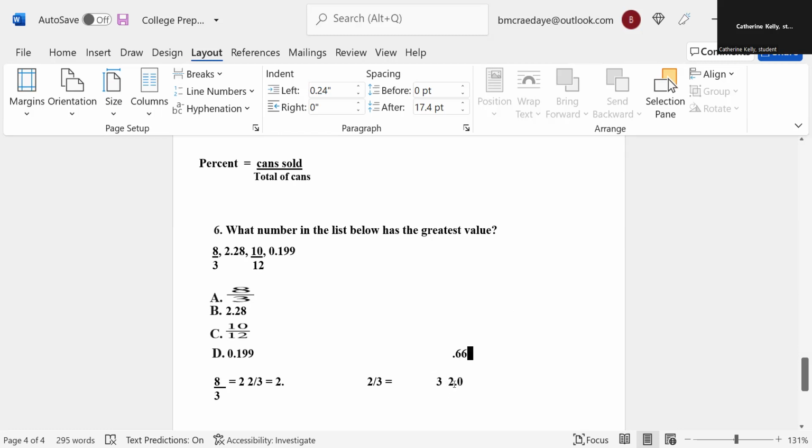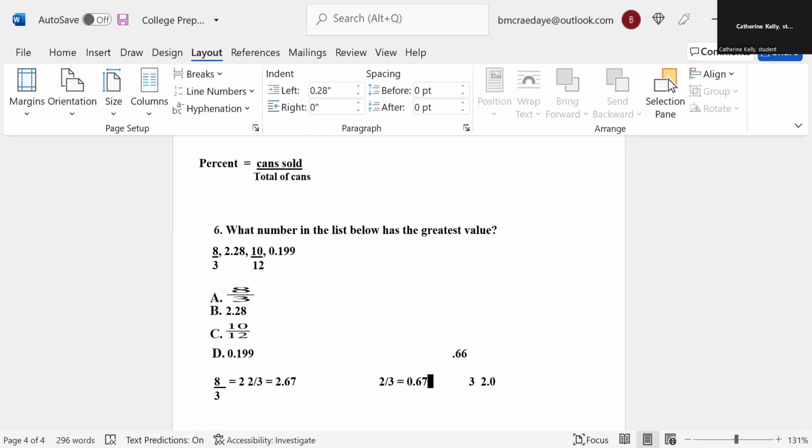So 2 divided by 3 is 0.66. Actually, you round it because it's 666, so it'll be 0.67. You have the 2, and then the 2/3 is equal to 0.67, so 2.67. Okay, let me write that down because I got confused. 1/3 is 33 1/3 percent or 0.33. 2/3 is 66 2/3 percent or 0.67.